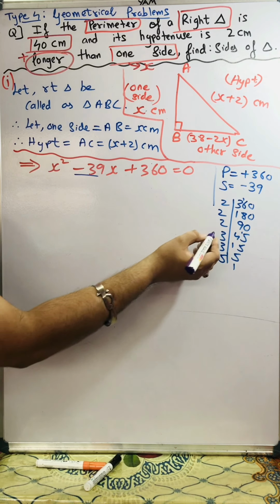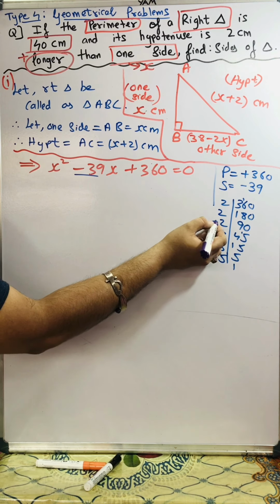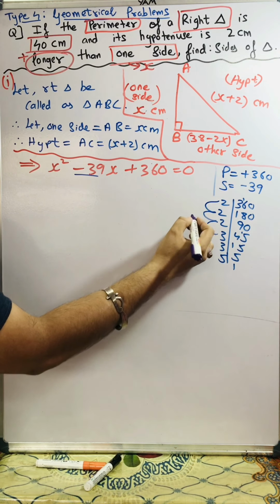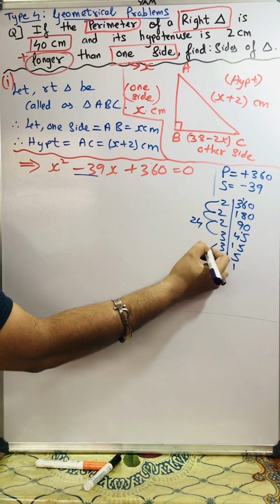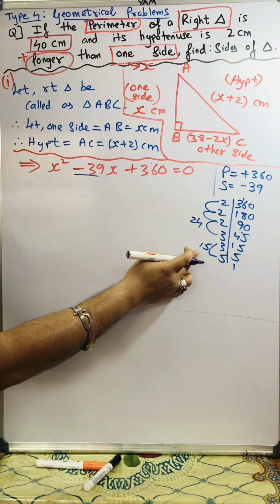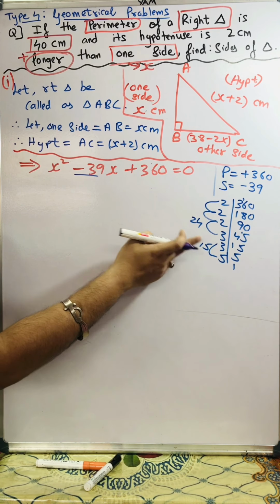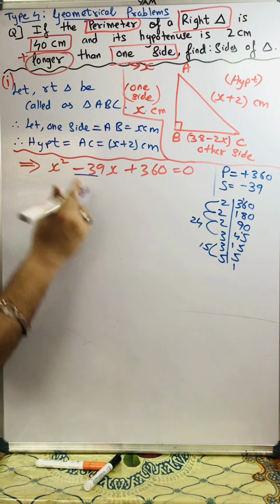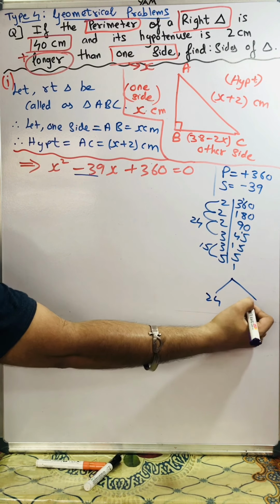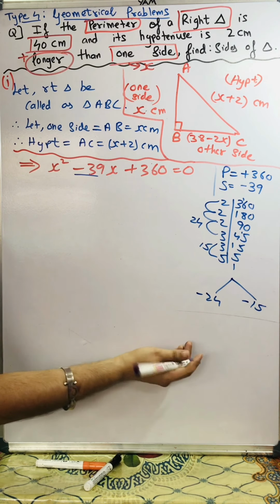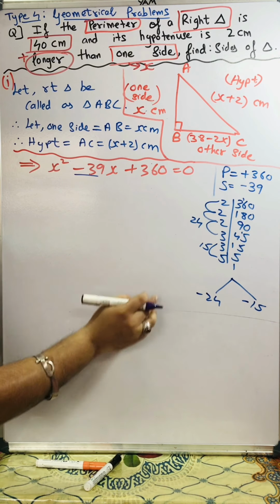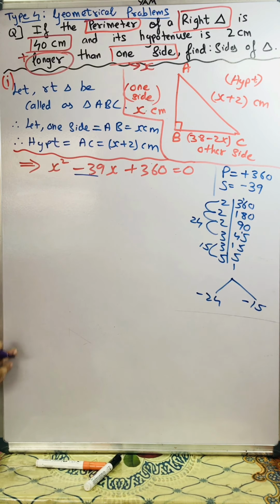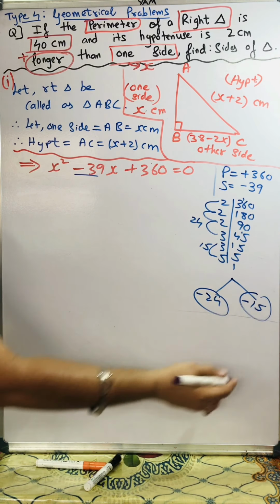3 2s are 6, 6 2s are 12, and 12 2s are 24, 3 5s are 15. 24 15s will be 100% 360, and when 24 will be added with 15, we get 39, but we want minus 39. So I can do one thing, I can write here 24, I can write here 15, I can write here minus and minus. So minus 24 multiplied by minus 15 is plus 360, minus 24 when added with minus 15 it becomes minus 39. Okay, so our one root is minus 24, other is minus 15.